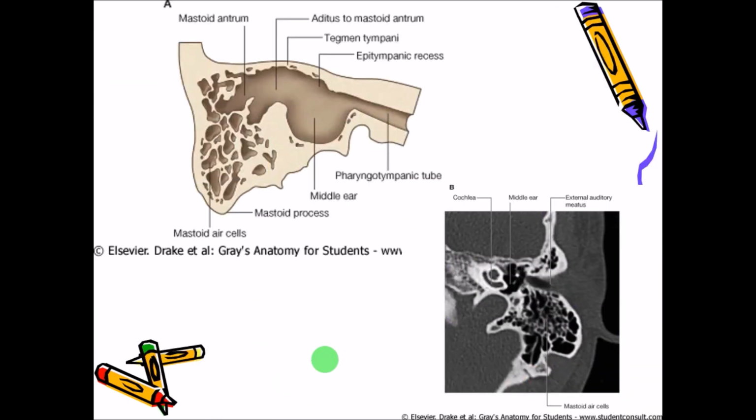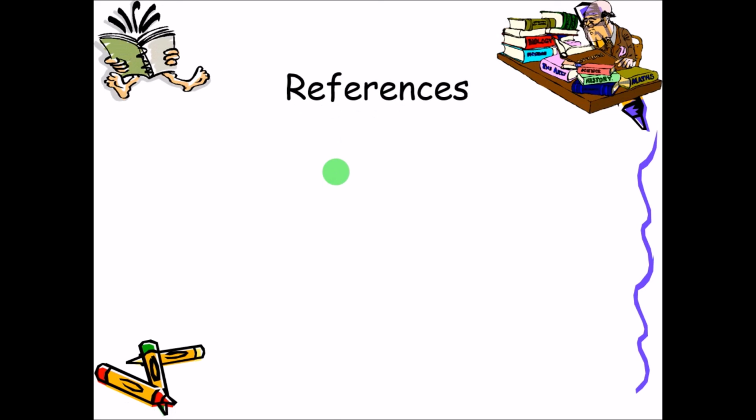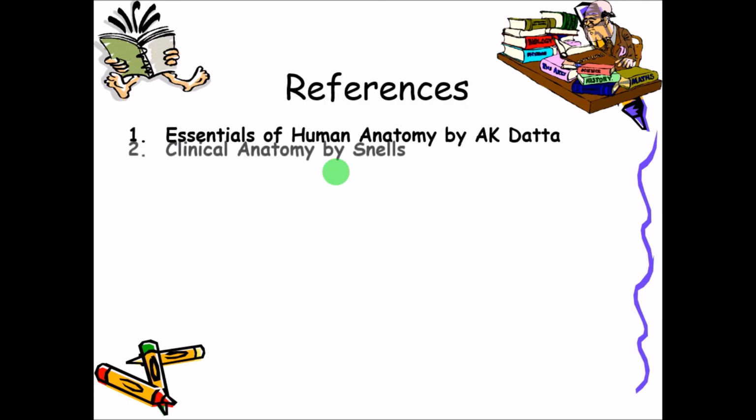Then the auditory tube, which you have already seen, also called the pharyngotympanic tube or the eustachian tube. This is the pharyngotympanic tube or auditory tube, which is communicating between the nasopharynx and the middle ear. So any infections here might easily get transmitted to the middle ear. So this is all about the middle ear. So these are the references.